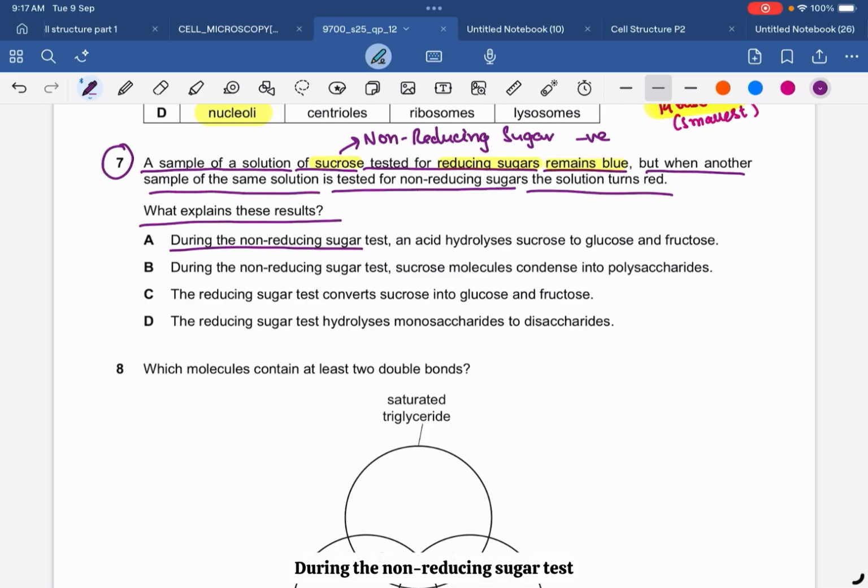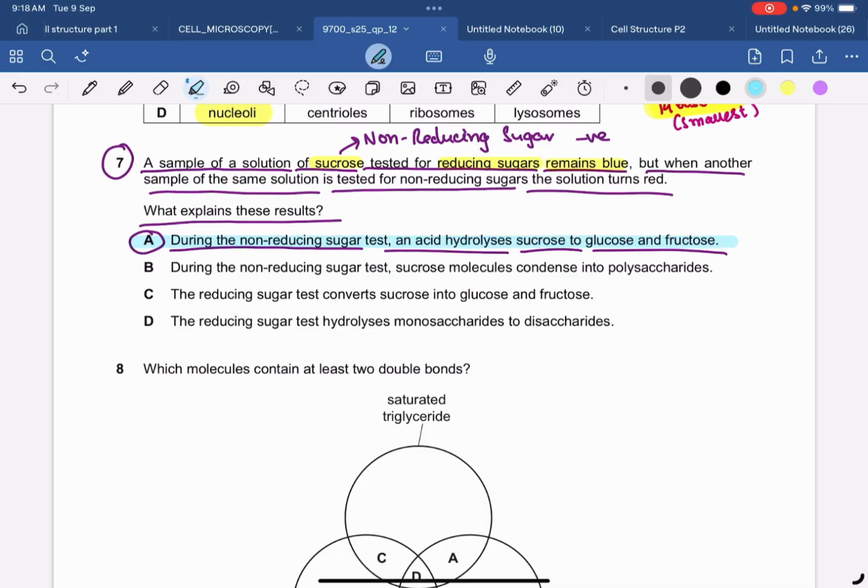During the non-reducing sugar test, an acid hydrolyzes the sucrose to glucose and fructose. So I think we have got our correct answer. What explains these results? During the non-reducing sugar test, because of the acid hydrolysis, the sucrose is converted into glucose and fructose. That's why when it is tested for the non-reducing sugar, the solution turns red. So the correct answer here would be option A.